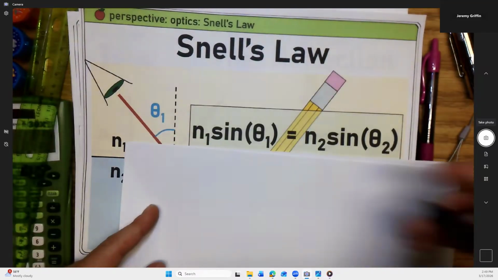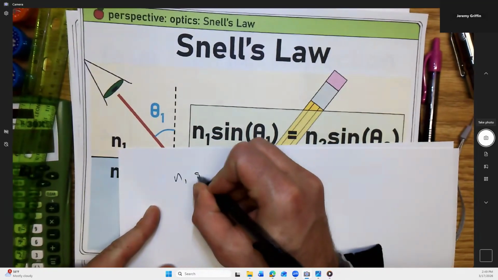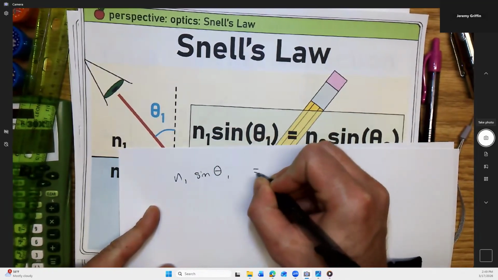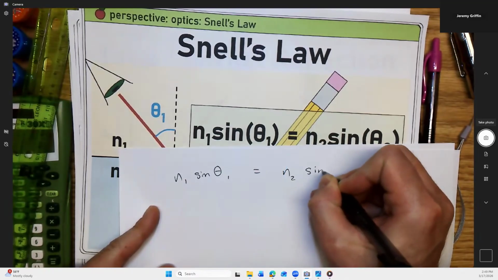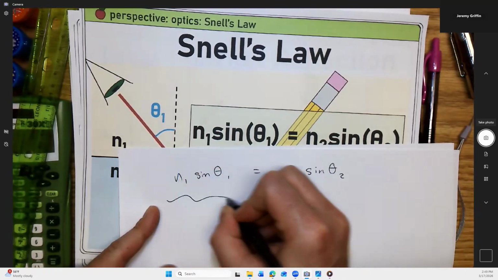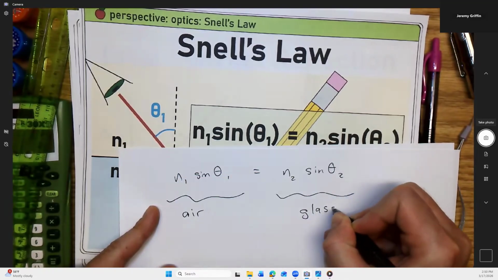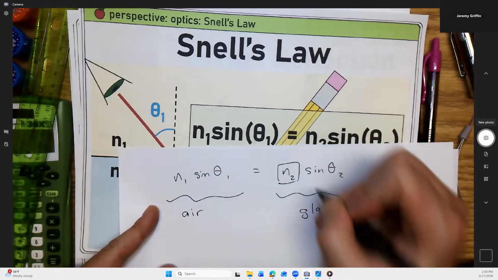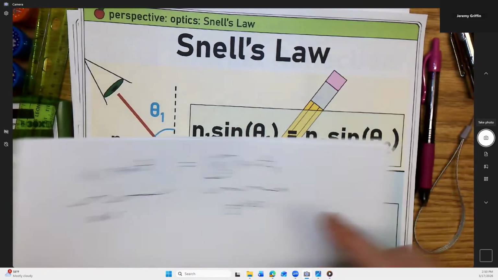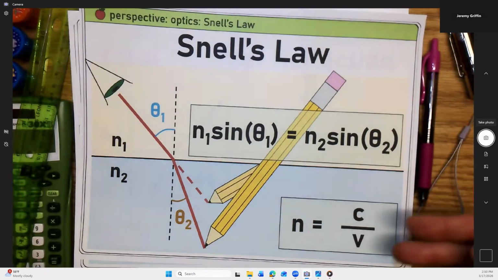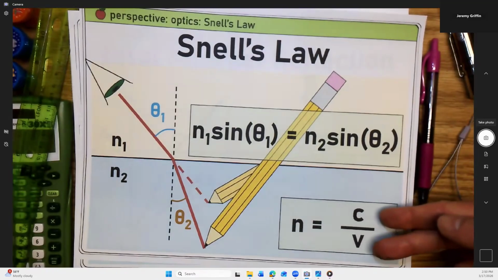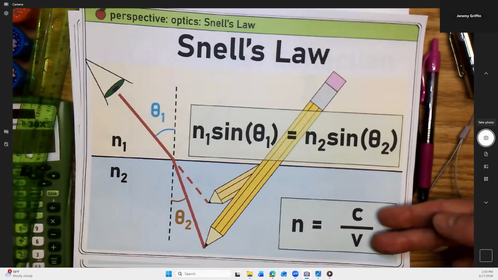Okay. So I can set up n1 sine theta 1 equals n2 sine theta 2. On one side I'll call it the side of the air, and the other side I'll call glass. And we want to know what's the index of refraction of glass. Now for air, well, guys, if air and a vacuum are pretty much the same speed, what is c divided by c? What is that equal to? 1?